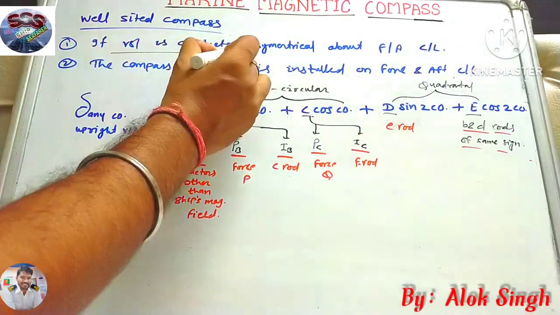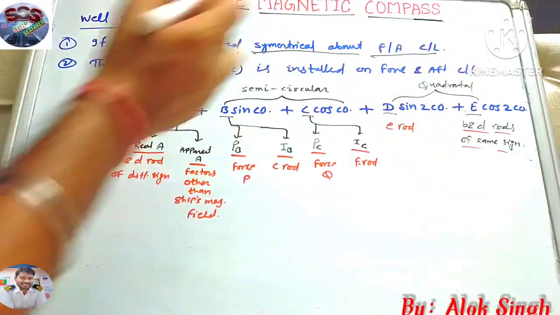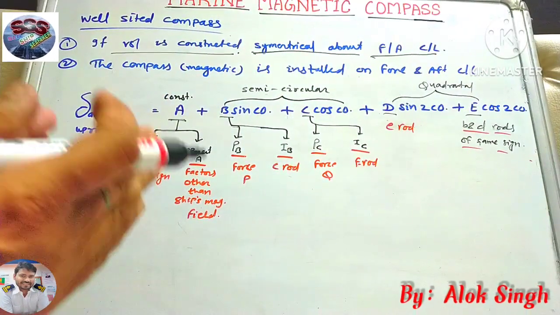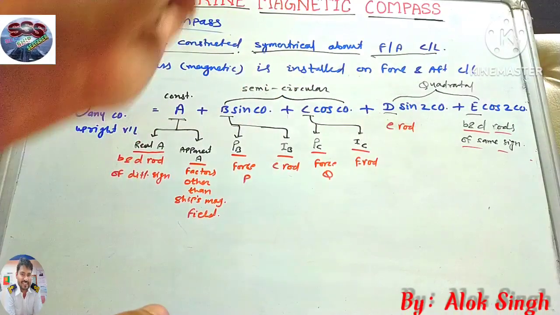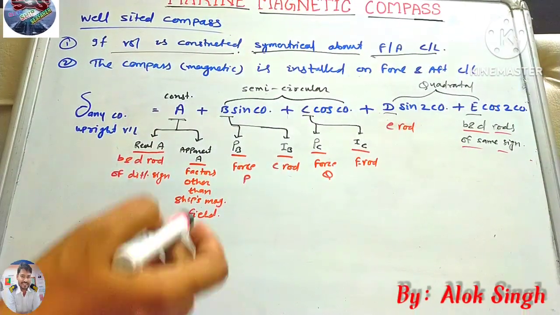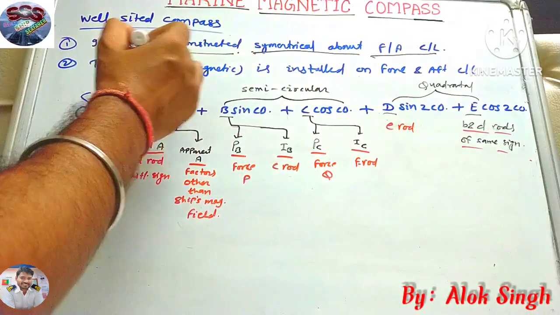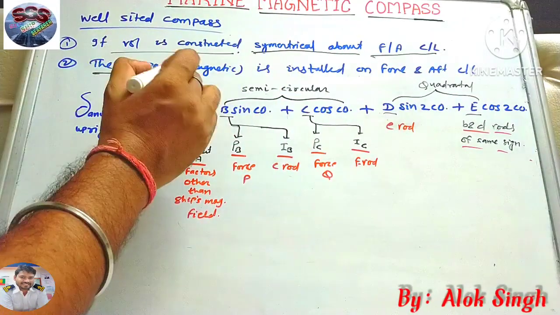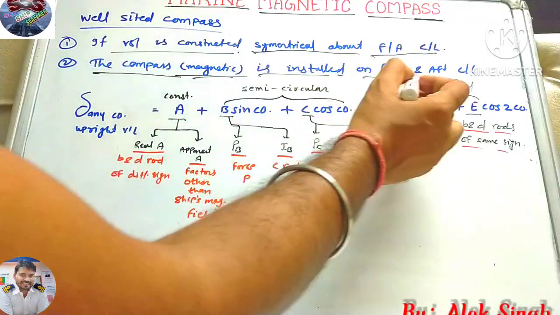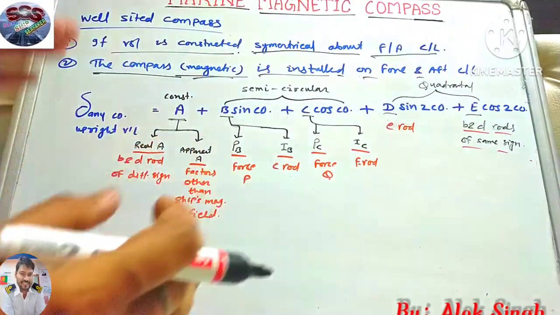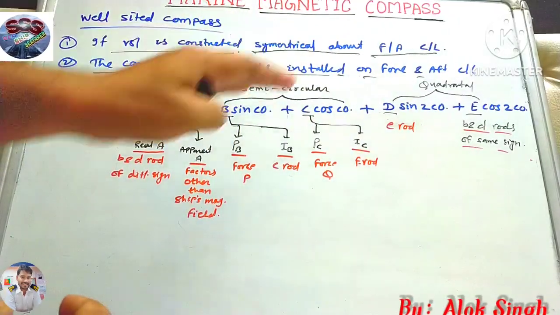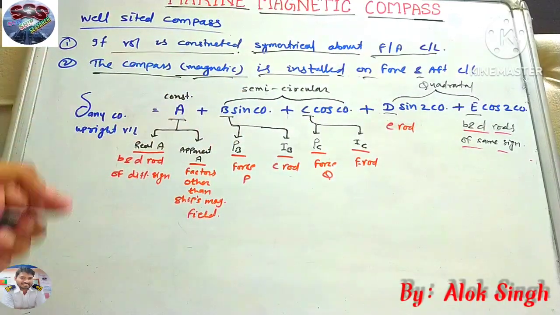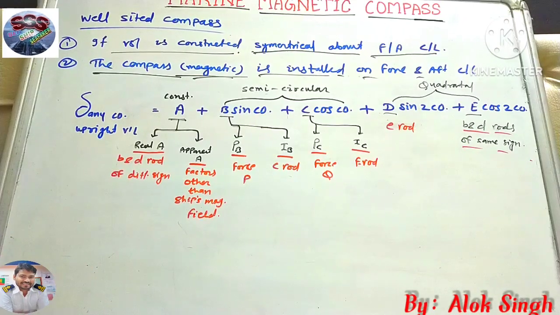If a vessel is constructed symmetrical about the fore and aft center line, meaning whatever construction is on the port side of the center line, the same construction is there on the starboard side, that vessel is called a symmetric construction. And if the magnetic compass is exactly installed on the fore and aft center line and the vessel is symmetrical, in that condition the vessel is said to be well sighted.